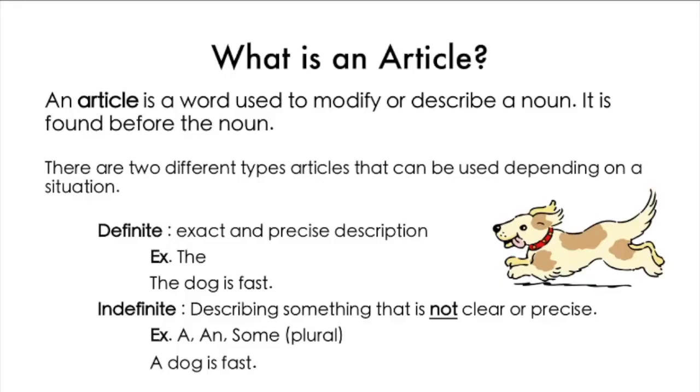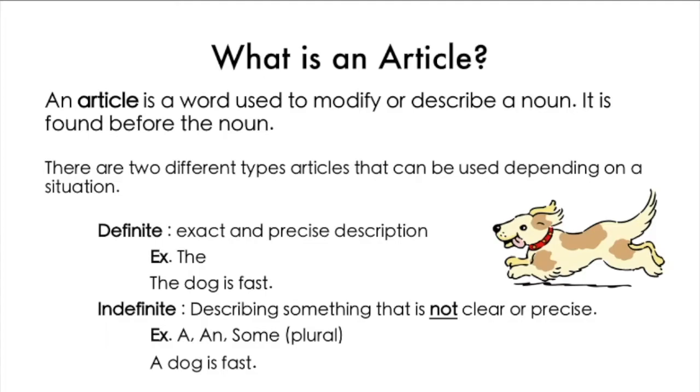Alright, so as always, let's start off with a little bit of review. So, what exactly is an article? Well, an article is a word used to modify or describe a noun. It's found right in front of the noun, so right before the noun. There are two different types of articles that can be used depending on a situation. There's definite articles and indefinite articles.